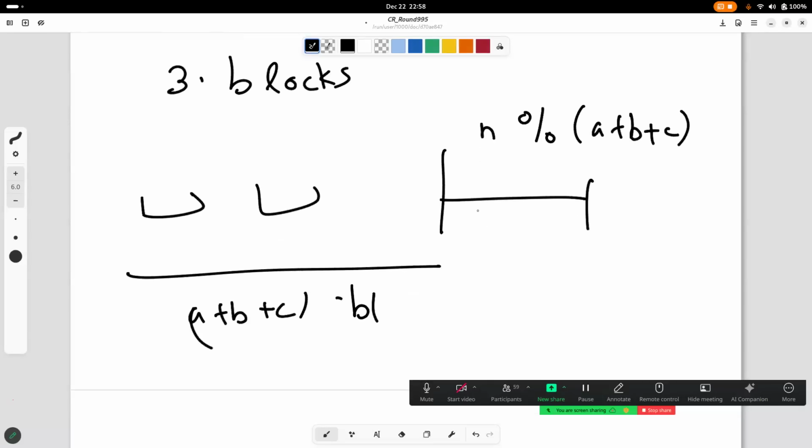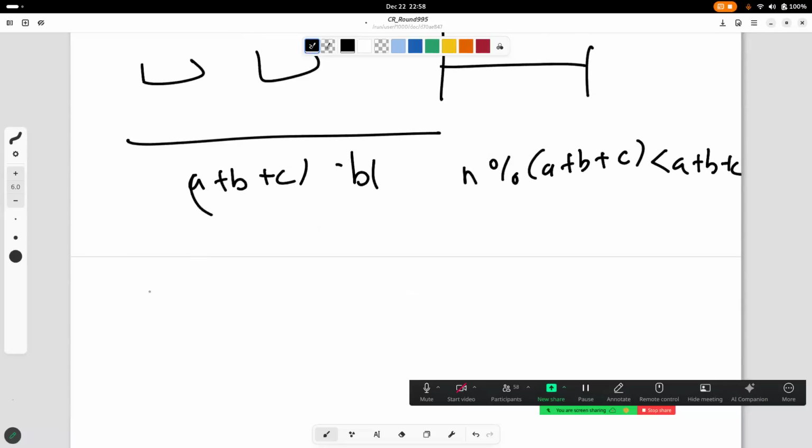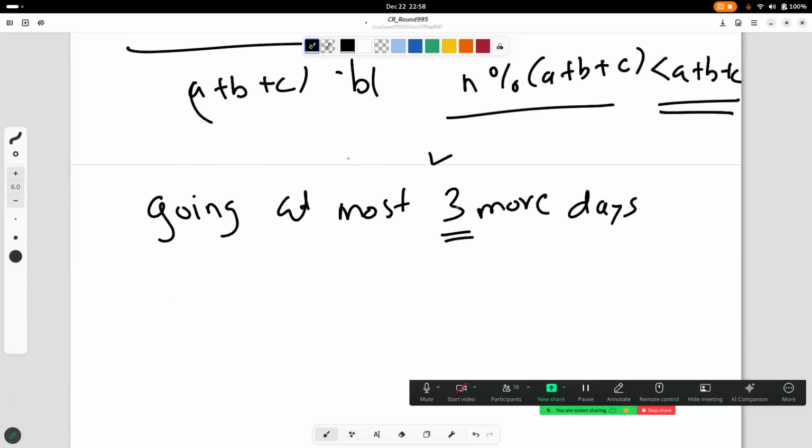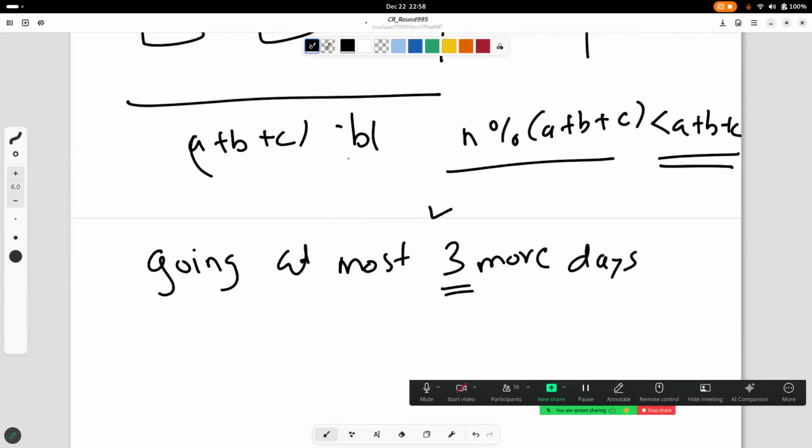Now, for this remaining part, N modulo A plus B plus C is going to be strictly less than A plus B plus C. So you're going to walk at most 3 more days, because once you walk 3 days, you have A plus B plus C kilometers, and that's strictly greater than this remainder. So after at most 3 days, you're at the end of your journey. For the remaining 3 days, you can basically simulate the whole process.